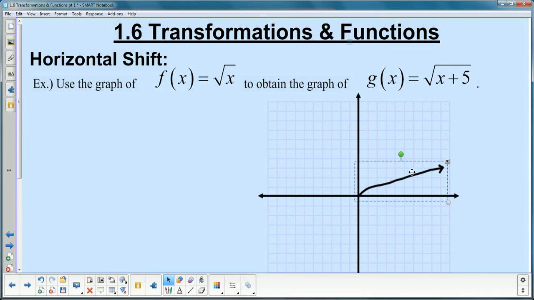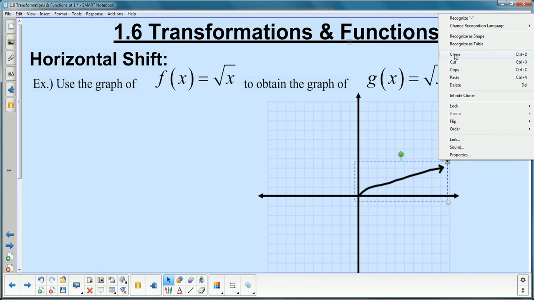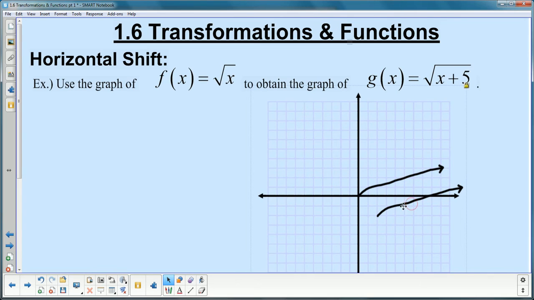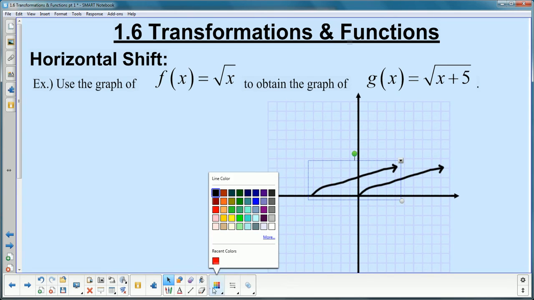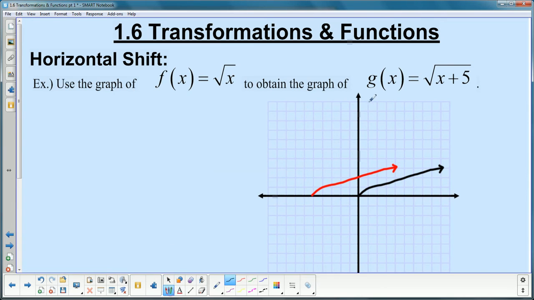Okay, an example of this one, again, if I clone this here. The plus 5 tells us to move left 5 units, so I'm going to count 5 units over and get my new function. I can make that in red again. That x plus 5 would be in red there.